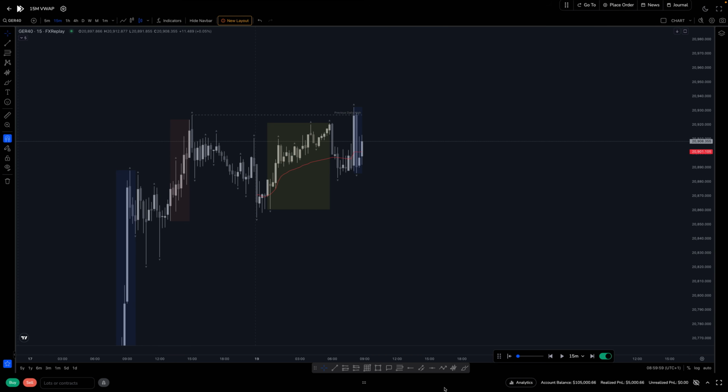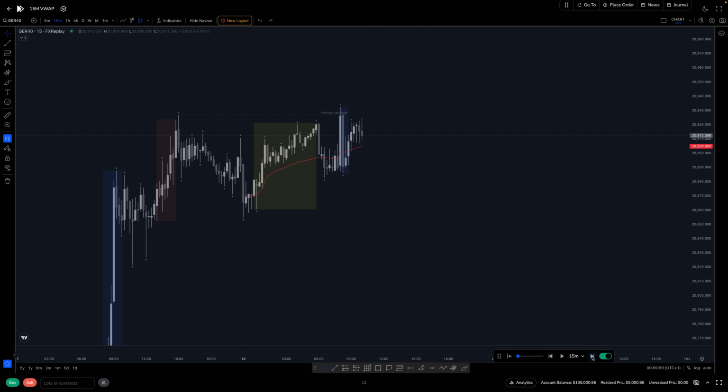So nothing really to get involved in here. There is a fair value gap created outside of session, not valid. So putting price forward.